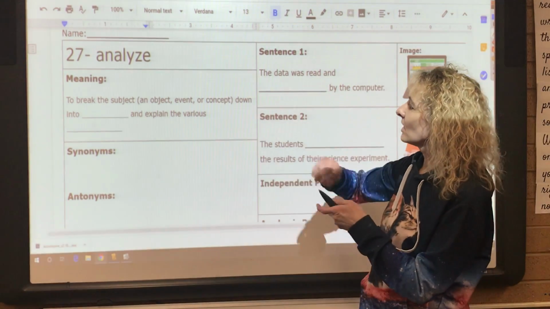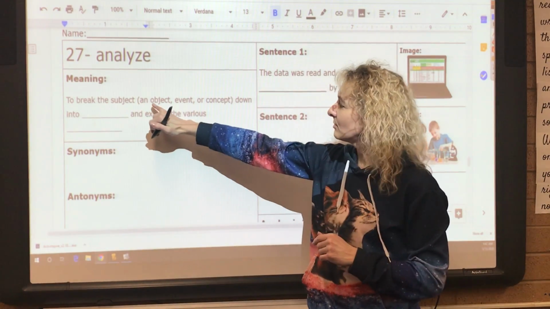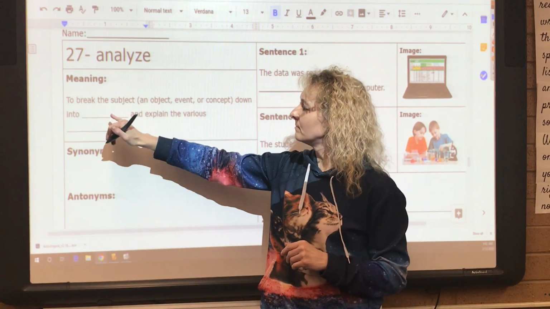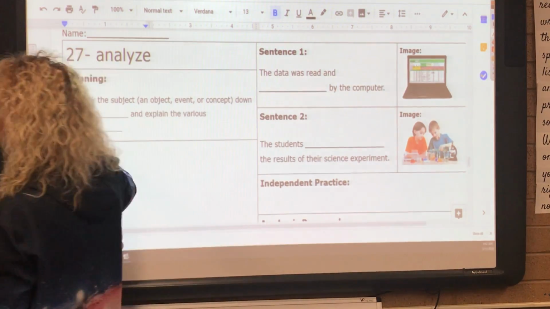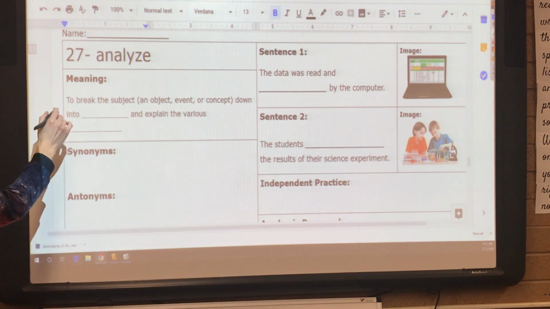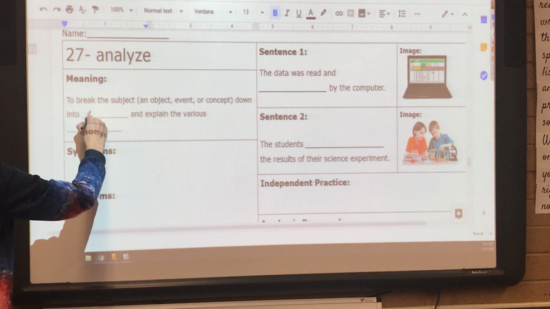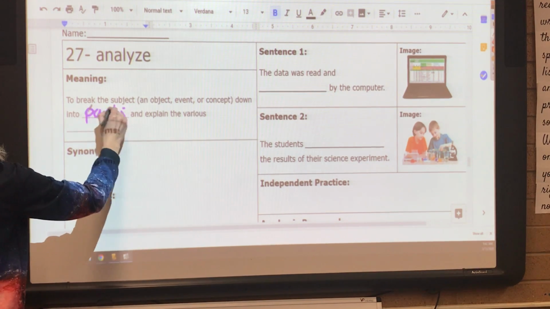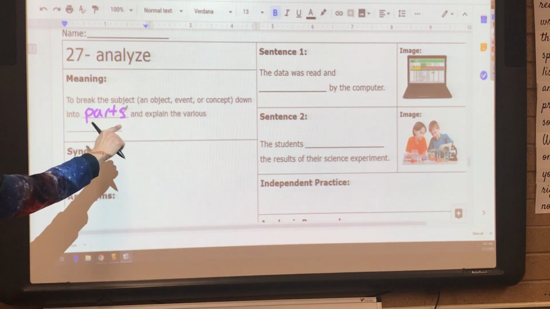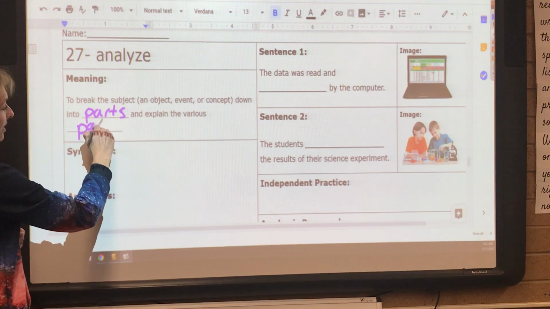Okay, so let's fill this out right here. To break the subject down into blank and explain the various blank. What is it? To break the subject down into parts and explain the various parts. Oh my gosh, same word right there, so easy.